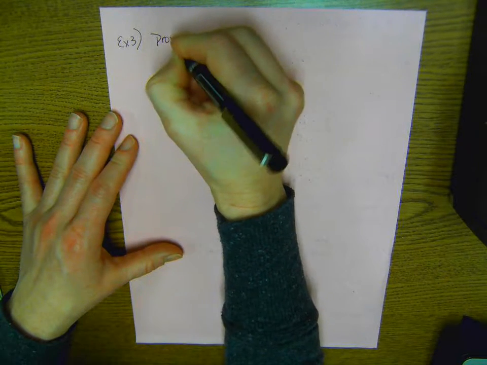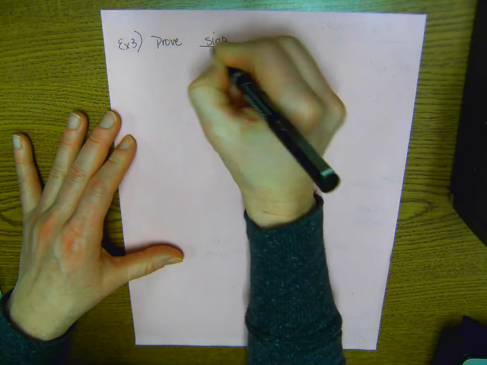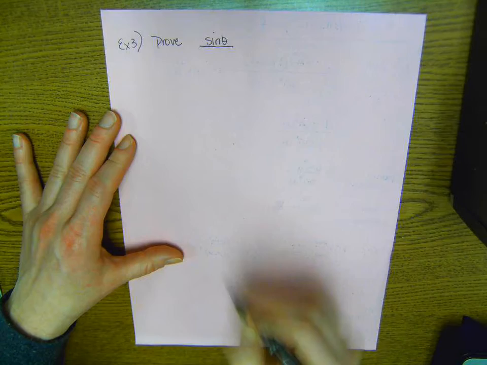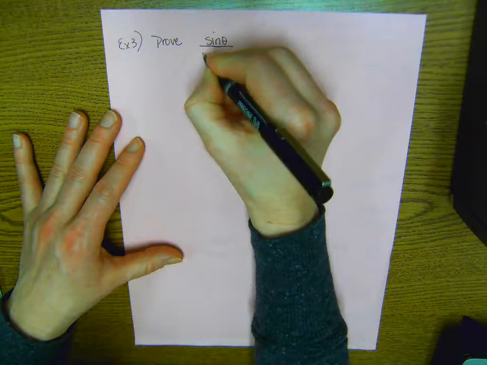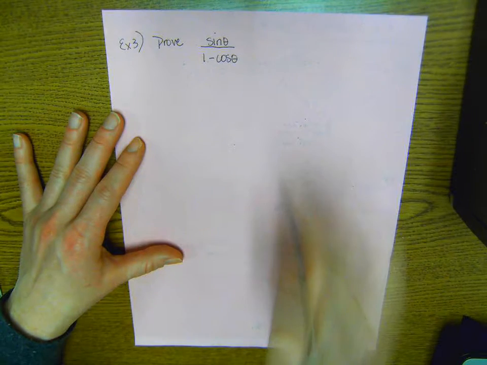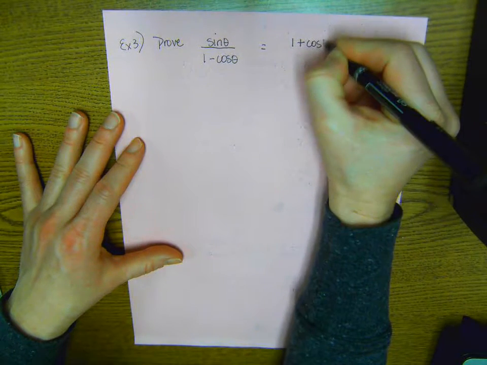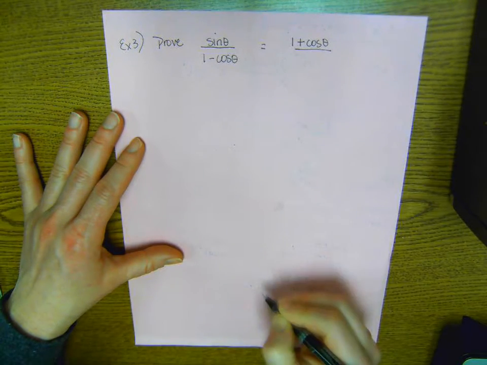Alright, so for our last one, we are going to prove that sine of theta over 1 minus cosine of theta equals 1 plus cosine of theta over sine of theta.